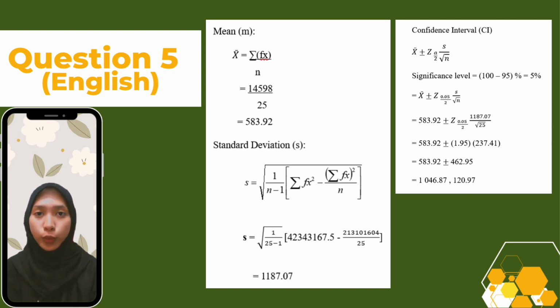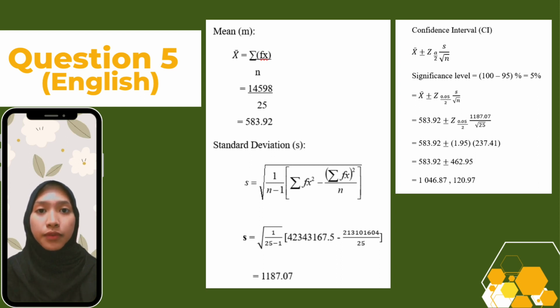14,598 divided by 25 equal to 583.92. Next, for the standard deviation is 1 divided by 25 minus 1 open bracket 4234 3167.5 minus 2131.01604 divided by 25 close bracket then square root. So the answer will be 1187.07. The significance level for English score is 5%.